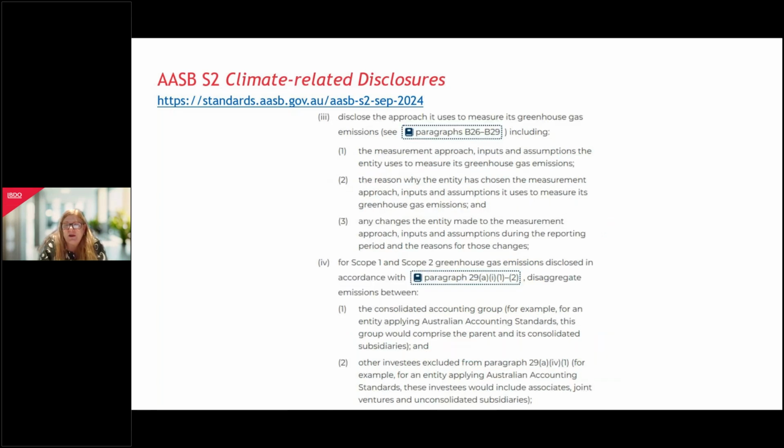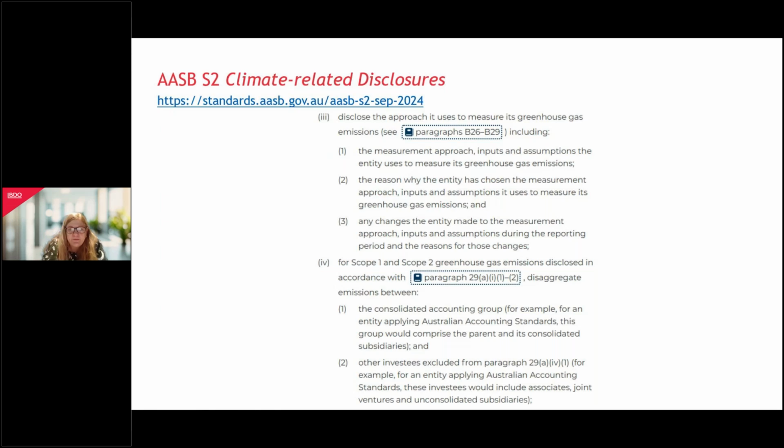Also, you disclose the approach that you've used to measure your greenhouse gas emissions. So your measurement approach, your inputs, your assumptions, the reason why you've chosen that measurement approach, the inputs, the assumptions, any changes that you've made in your measurement approach, inputs, assumptions. So it's not just here are my carbon emissions, scope 1, 2, 3. How did we measure it? And that will be aligned with the greenhouse gas protocol. So it's your basis of preparation, your inputs, your assumptions.